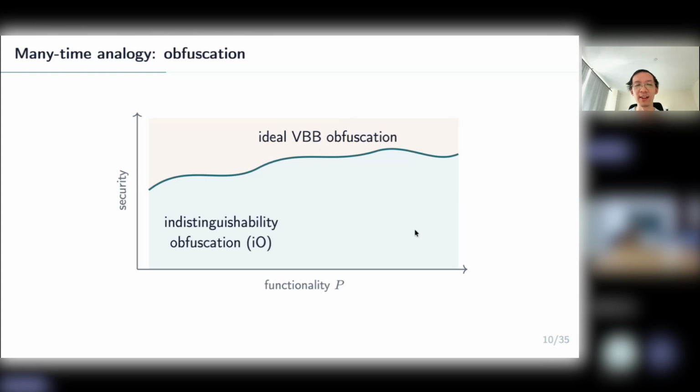But on the other hand, there is also this notion in obfuscation called indistinguishability obfuscation, or IO for short. And here, it turns out that there is not a gap between IO and VBB. So why is this true?